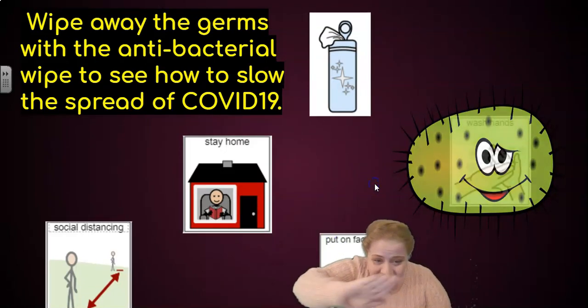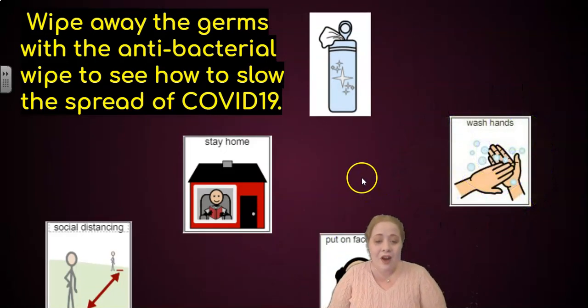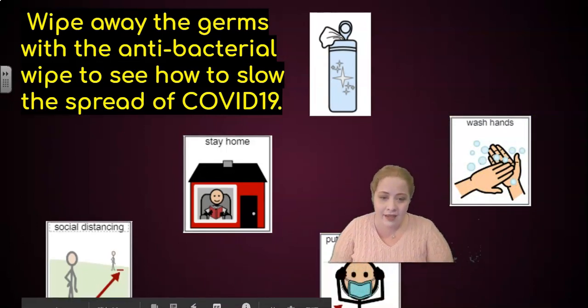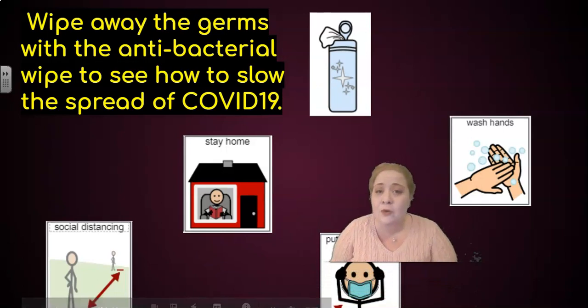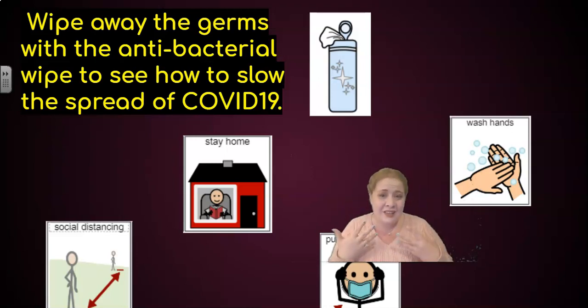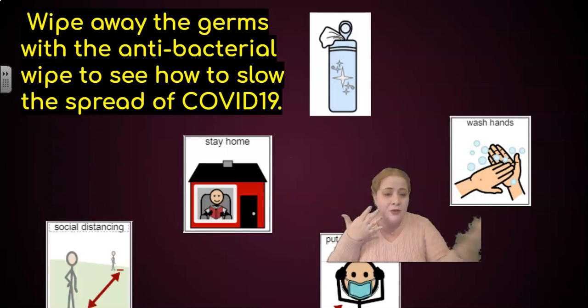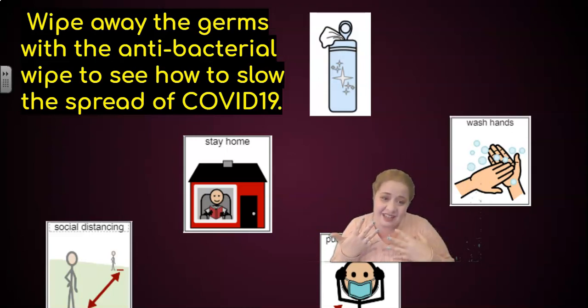Oh, there he goes. Put on a face mask. That is a great way to help stop the spread or slow the spread of COVID-19. We know that one of the ways that you can get COVID-19 is through inhaling or ingesting spit particles from another person. So one way to stop yourself from doing that is wearing protective masks so that you're not ingesting or inhaling the spit particles from other people.